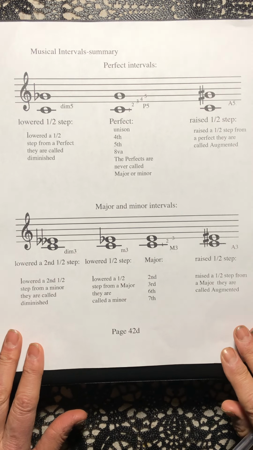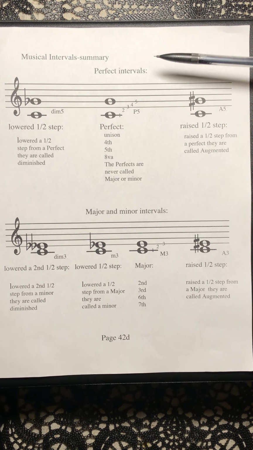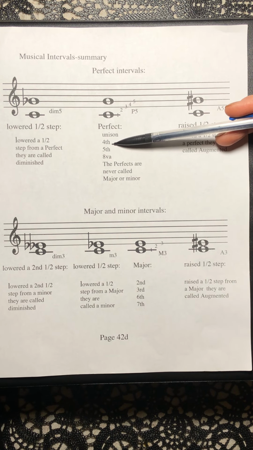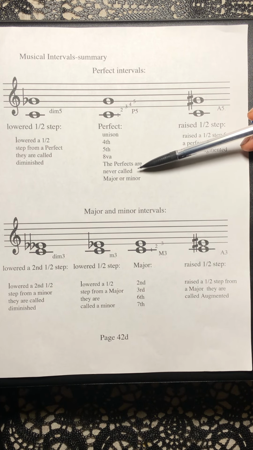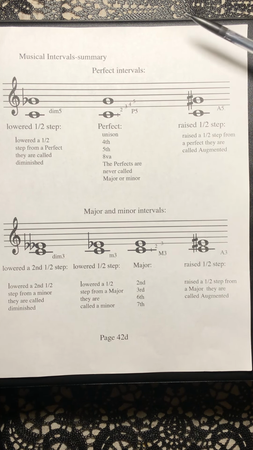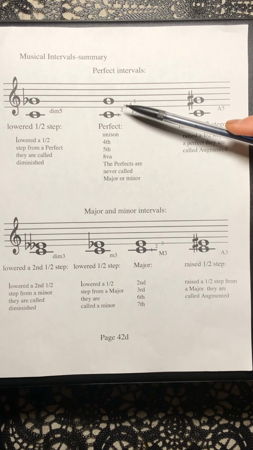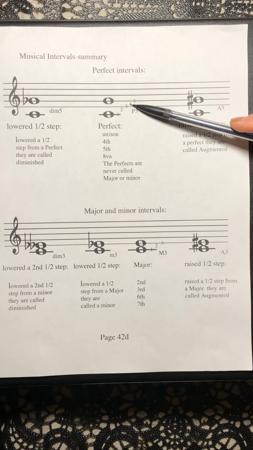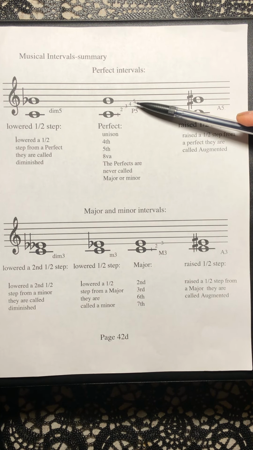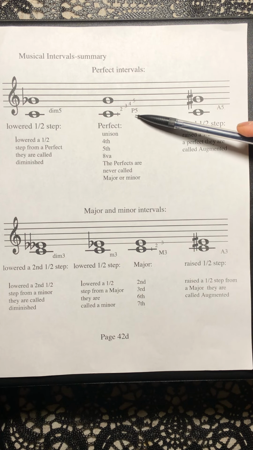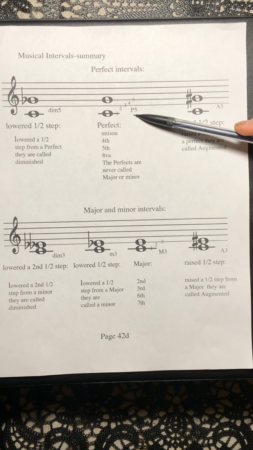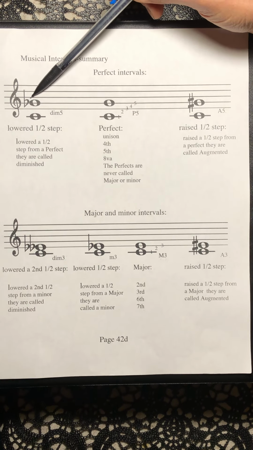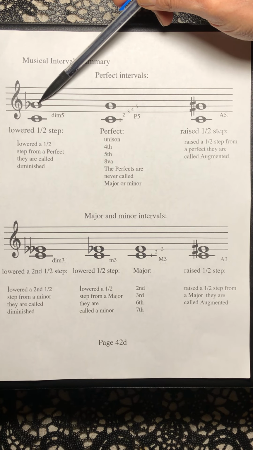Let's do the summary. Let's start here with a perfect interval. Perfect intervals are unison, fourth, fifth, octave. The perfects are never called major or minor. So in this case, we have a perfect fifth. Line 1, space 2, line 3, space 4, line 5. We have a perfect fifth. It's abbreviated with a capital P. Perfect fifth.